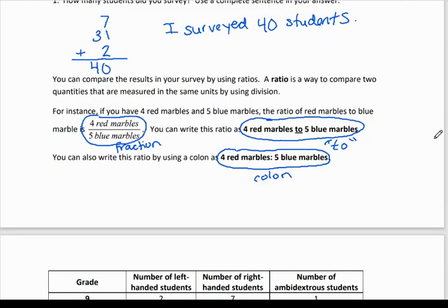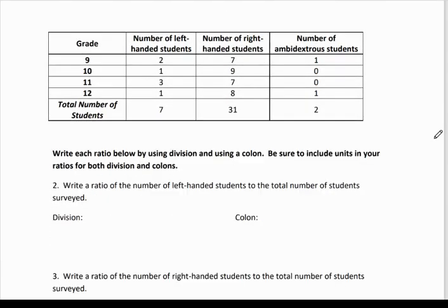So let's look at some examples. Here's that same chart again, so you don't have to flip back and forth. Number 2, the directions say write each ratio using division and colon. So we're going to have 2 answers, and make sure to include units. Number 2 says write a ratio of left-handed to total students. So whatever is said first goes where? The top or bottom? It says left-handed to total. So when I do my division, what should be up top?